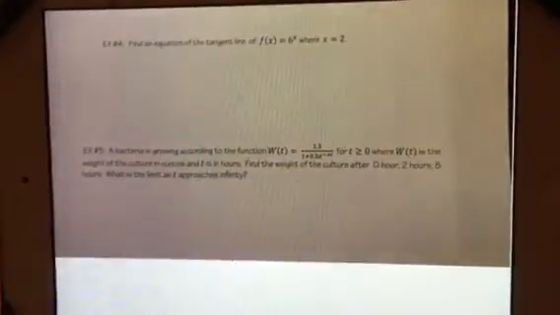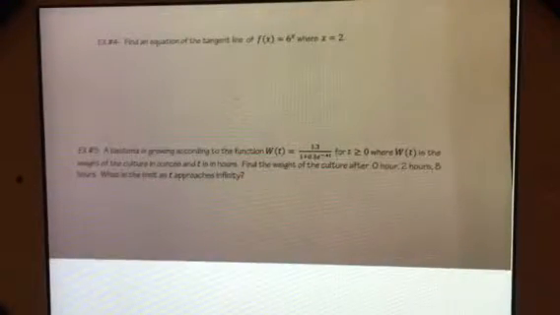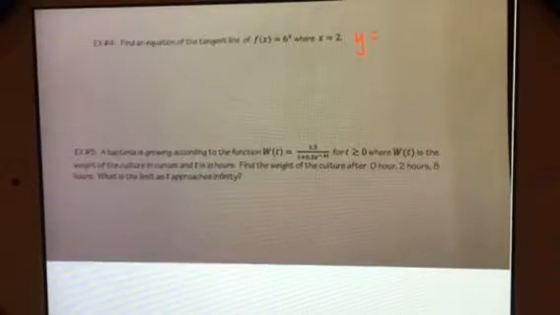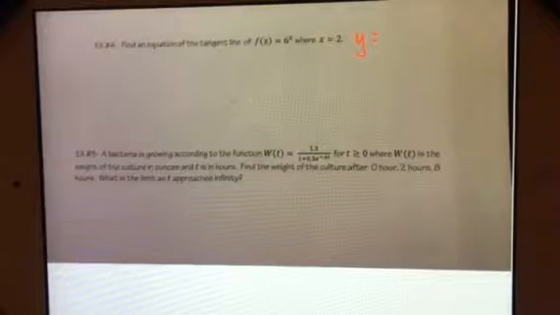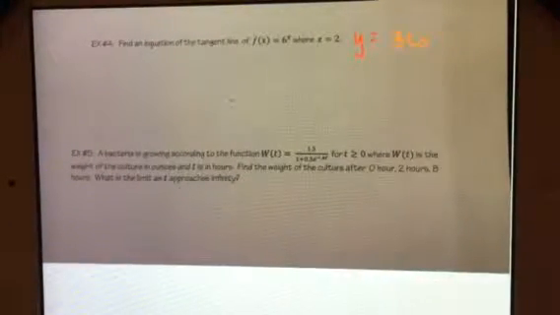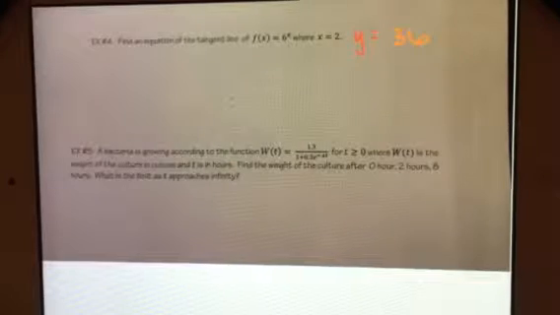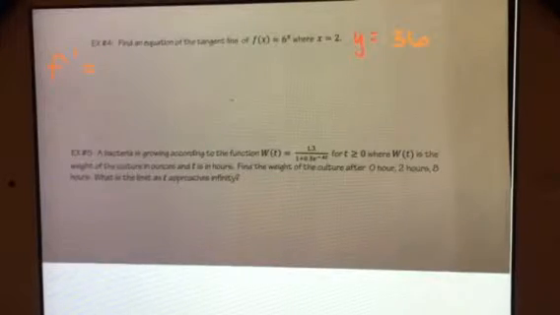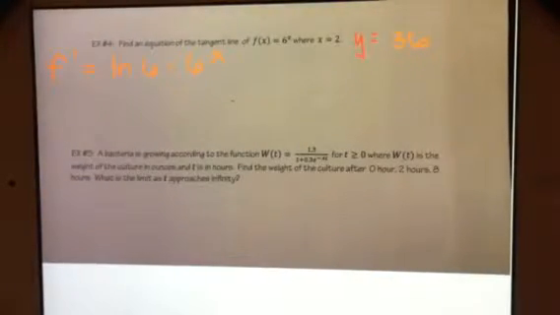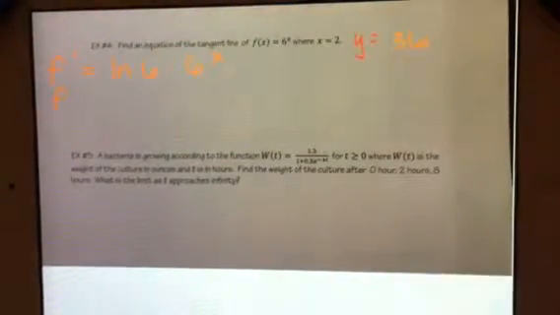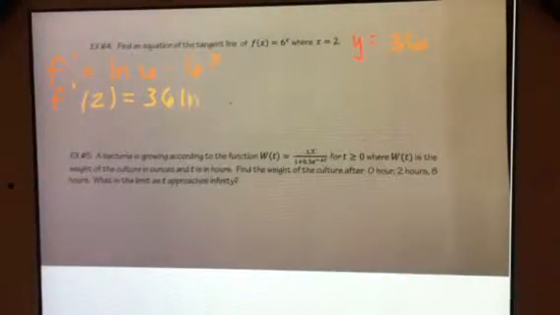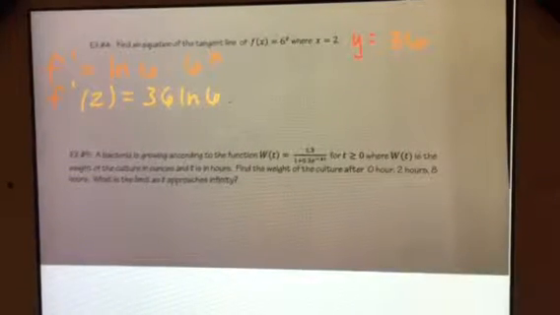Example 4, find an equation of a tangent line of f of x equals 6 to the x, where x is equal to 2. Well, before we can do anything else, we have to find our y value, which in this case, substituting in 2 for x gives us a y value of 36. So now we find the derivative of the function. Since this is a base other than e, it becomes ln of 6 times our function itself. So then the derivative at 2 would be 36 ln of 6. We could simplify it, but we won't.